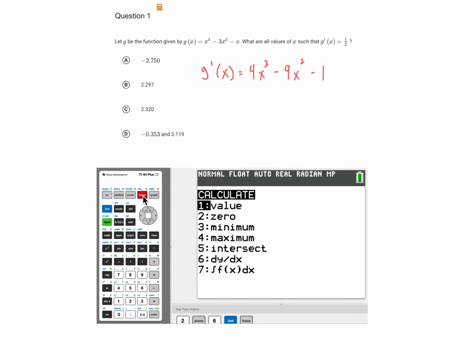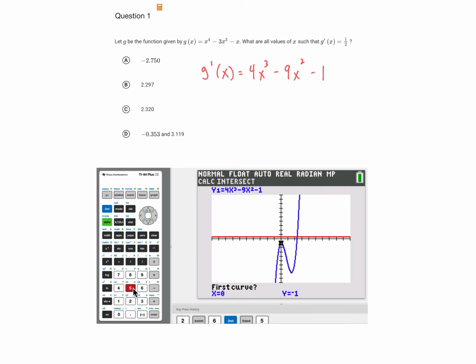So we've got to find that x value, do second trace, which is calc, and then number 5, intersect. And then just move the cursor as close as you can to that intersection point, and then just hit enter 3 times. Okay, and you can see that x value here. That's the answer, and that's why answer C in this case.